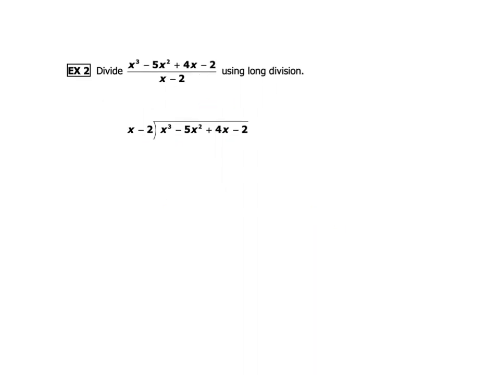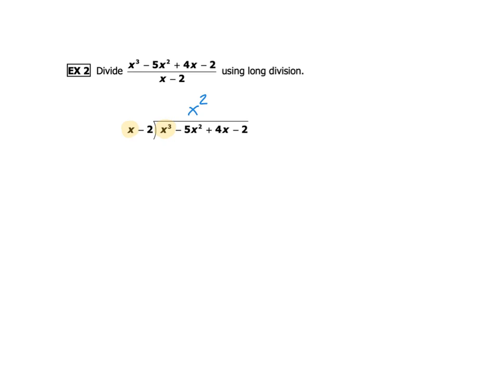Let's take a look at another problem. Once again, let's figure out what we've got to look at. I'm looking at this x right here and this x cubed. What do I need to multiply that x by to get x cubed? The answer is x squared. So I'm going to go up here above my problem, and I'm going to write in my x squared.